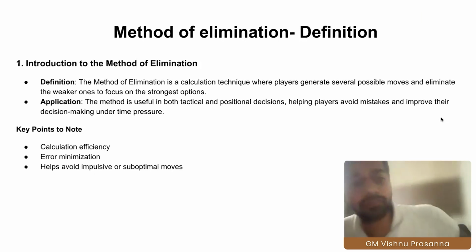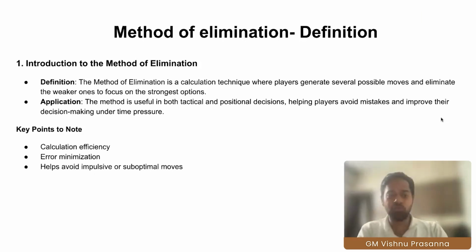So why do we do it? It is used for calculation efficiency and error minimization. It helps avoid impulsive or suboptimal choices. So it is to become much faster at making decisions, right? In a way, we are looking at what is not working.